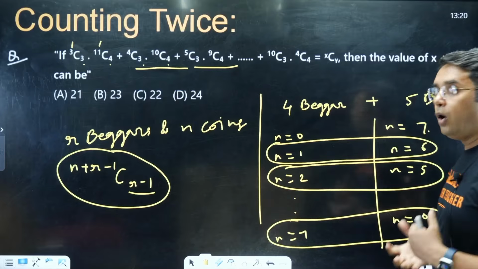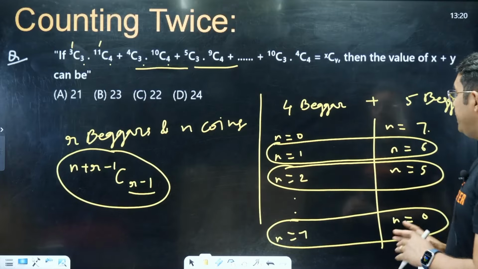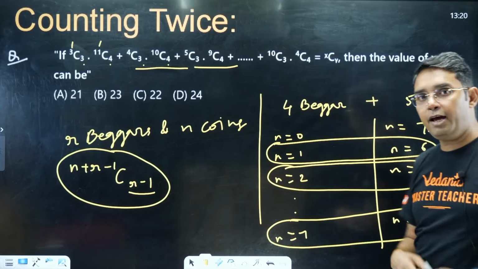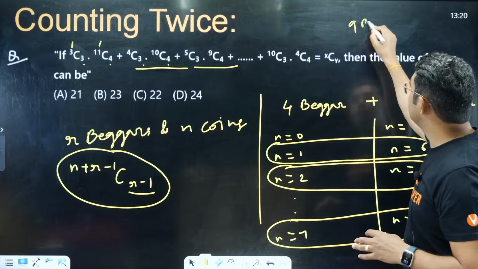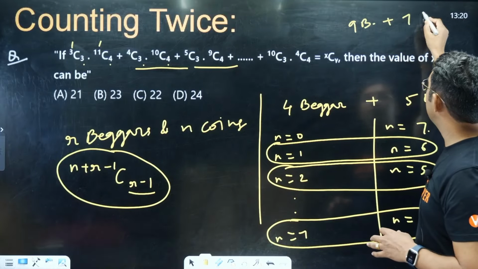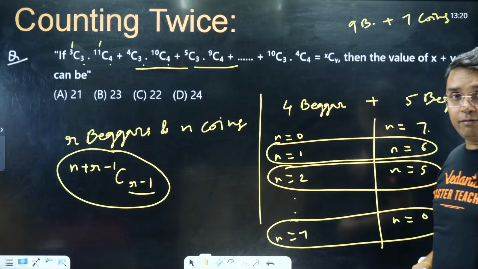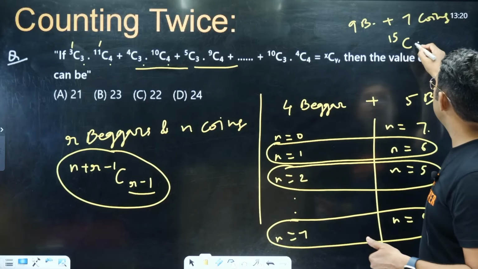Okay, but now let's assume these are not one side and other side, it is just total 9 beggars. Total 9 beggars, and we have to distribute 7 coins to them. 9 beggars and we are having 7 coins. Okay, that will be done in how many ways? 9 plus 7 is 16, minus 1, so 15, and C8.